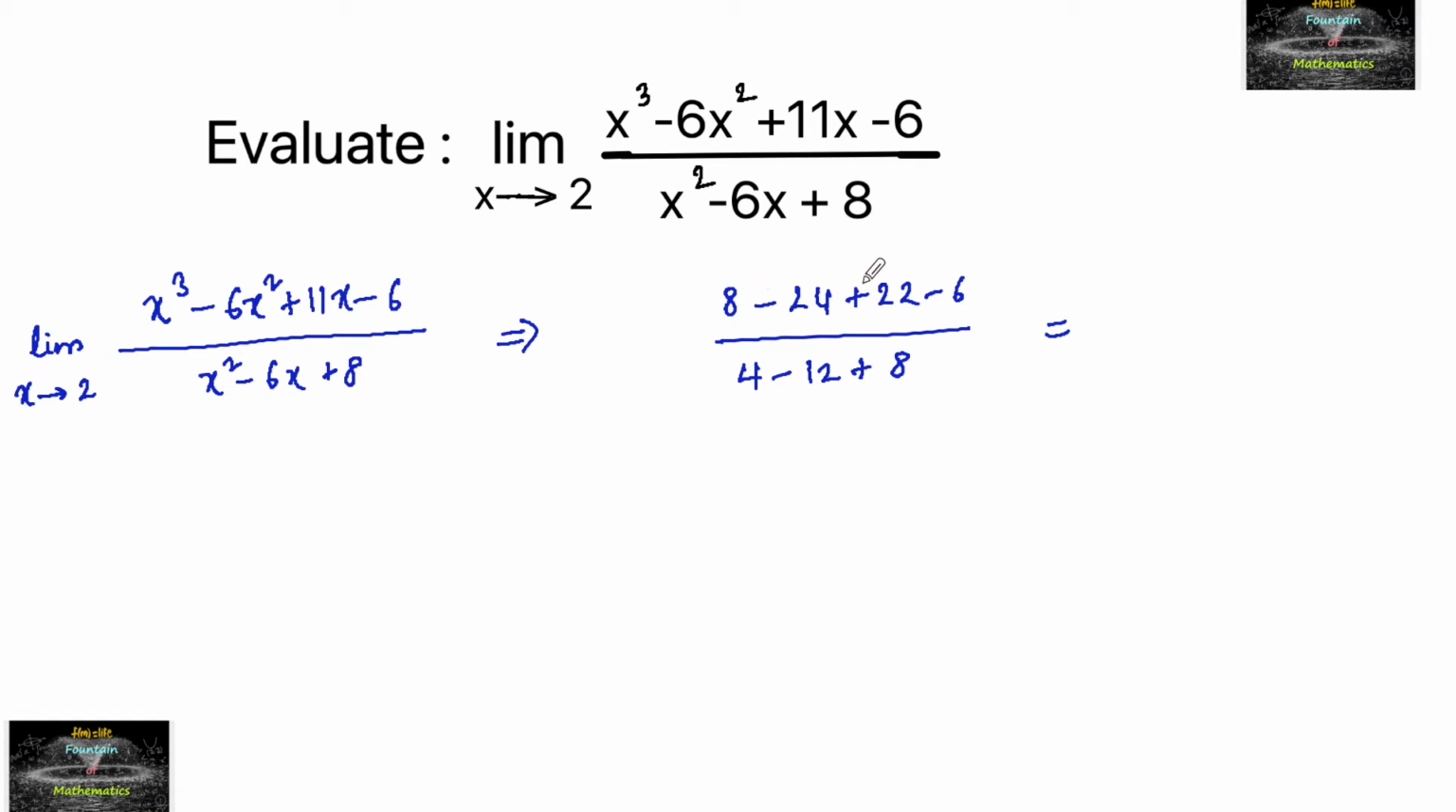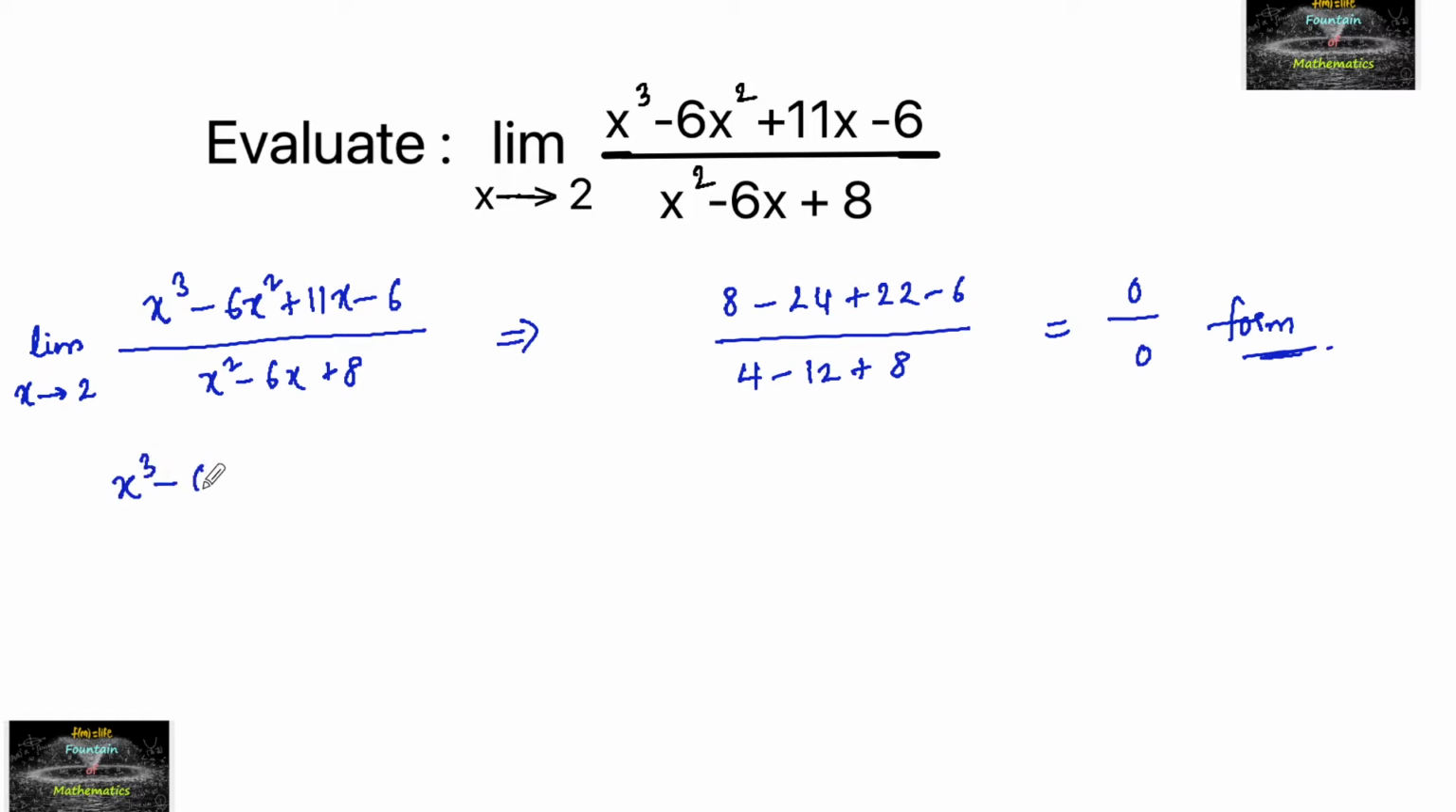So we get 8 minus 24 plus 22 minus 6, which is 0, upon 4 minus 12 plus 8, which is 0. So we are getting the 0 by 0 form. Since it is 0 by 0 form, either we can factorize the polynomials or we can apply L'Hospital's rule. Let's first factorize it.